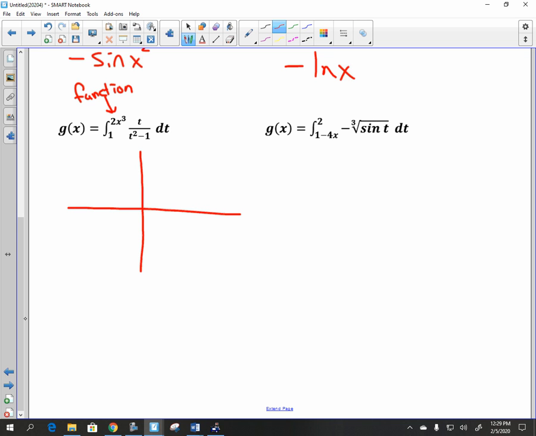You're going to be fine. Just watch it. This is the inside, 2x cubed. The outside, instead of using a variable of x, we use a variable of u. Integral from 1 to u of t over t squared minus 1 dt.